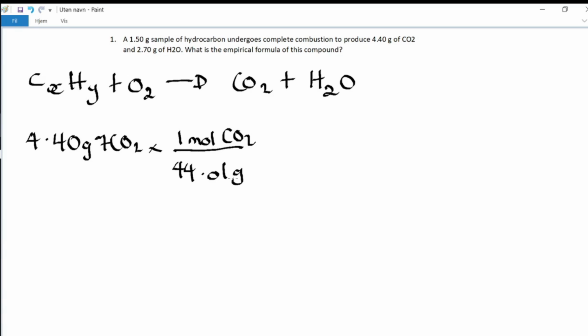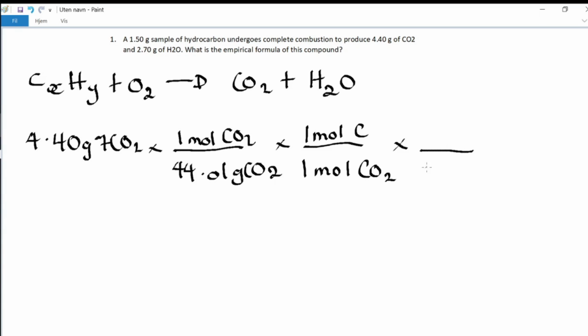44.01 grams of carbon dioxide, and in 1 mole of carbon dioxide we have 1 mole of carbon. In 1 mole of carbon we have 12.01 grams of carbon. So we have to calculate that first.